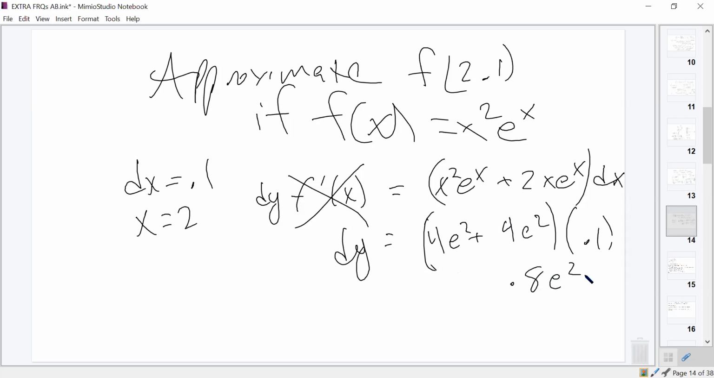0.8e squared. And so we would say that y changes by about 0.8e squared. So it goes from 4e squared to about 4.8e squared. Does that make sense? Yes, it does. Thank you.